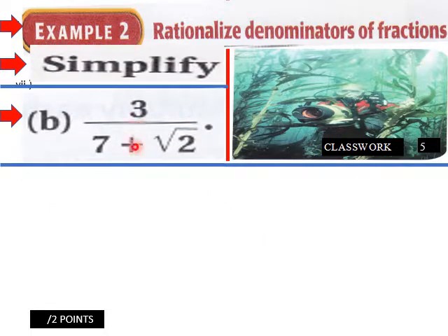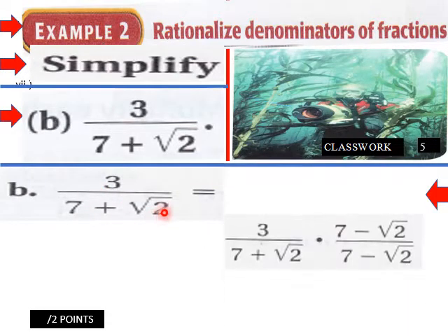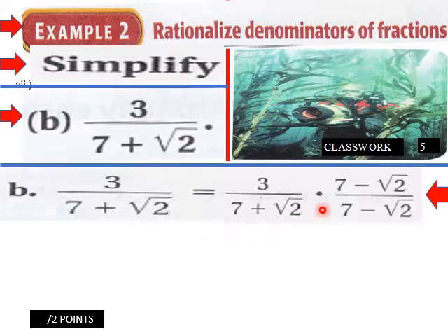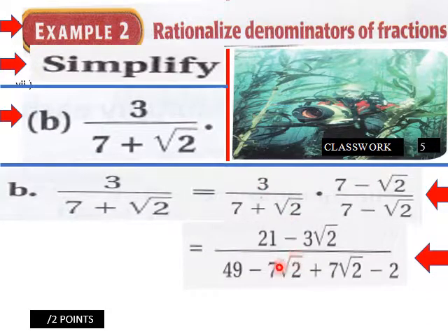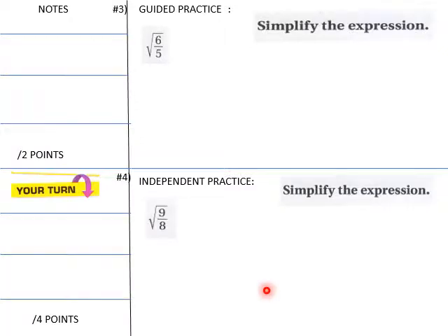We have a situation here of 3 over 7 plus radical 2. How do we get rid of our radical in the denominator? We multiply by the conjugate of this, which is 7 minus square root of 2, and the numerator as well, 7 minus square root of 2. So we get this in our numerator, and then we get this in our denominator, and then these will go away. Then we'll have 49 minus 2, which is 47 in our denominator, and we just have this in our numerator.